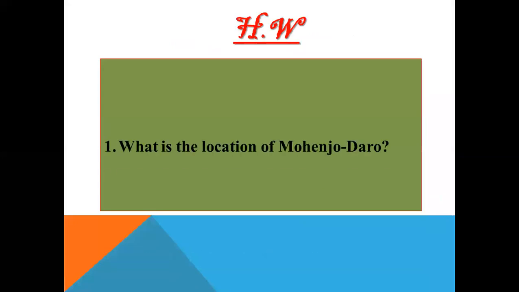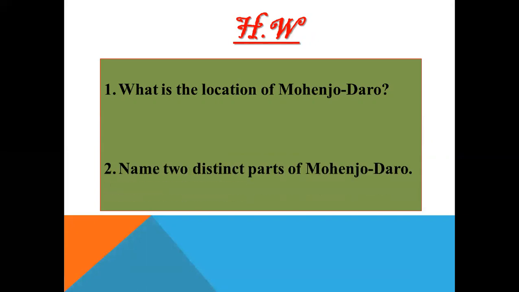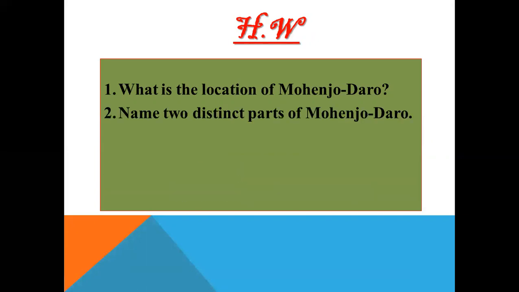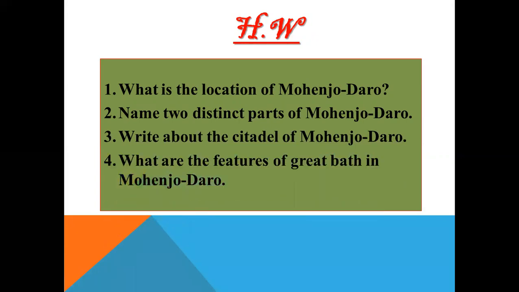Dear students, today the topic is finished. Here is homework. You will write the short question and answer, and also you will learn it for the exam. What is the location of Mohenjo-Daro? Question number 2. Name two distinct parts of Mohenjo-Daro. Number 3. Write about the citadel of Mohenjo-Daro. Number 4 question. What are the features of the Great Bath in Mohenjo-Daro?